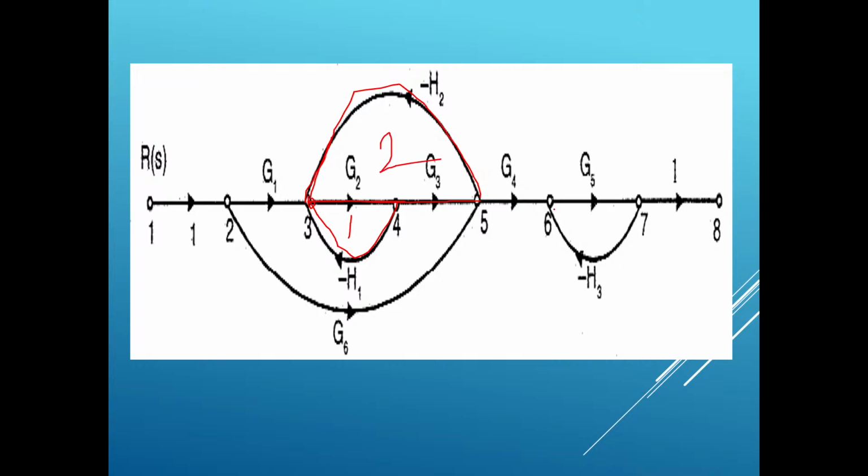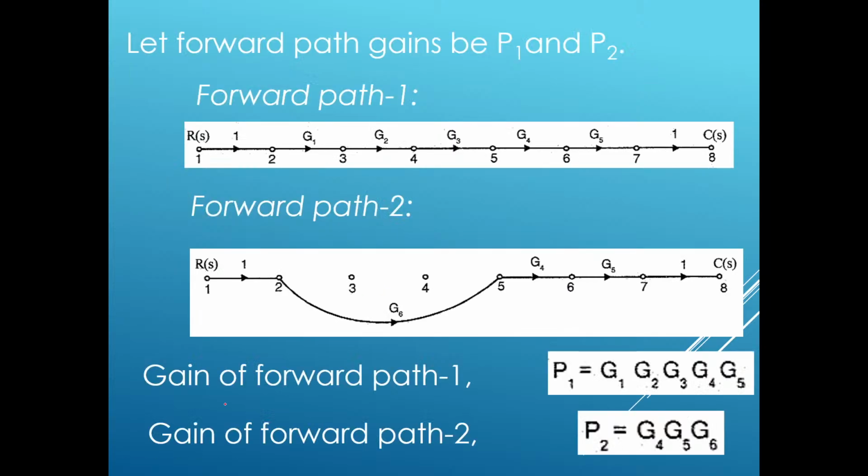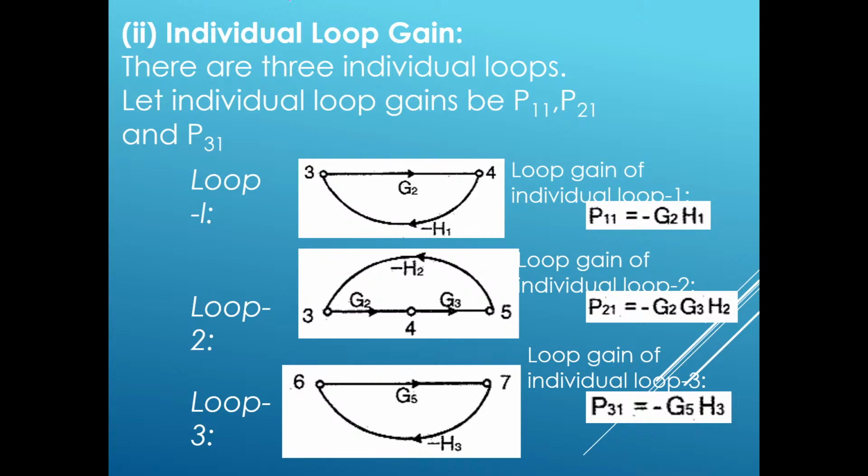Let us move forward from 5 to 6. It seems there may be a loop here. Let us check. From 6 to 7, the signal is moving forward. From 7 to 6, it is returning back. So this is our loop 3. I'm sorry, I had written 2, but in this given signal flow diagram there are total 3 loops.